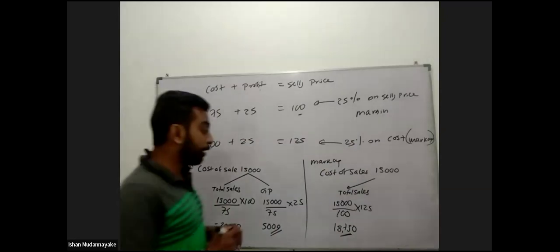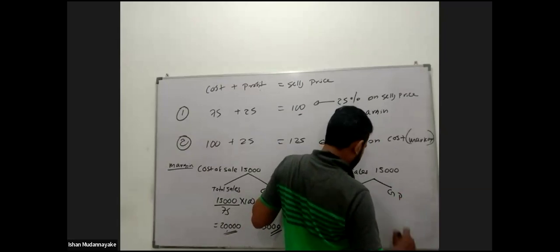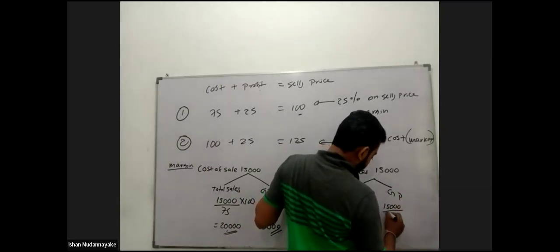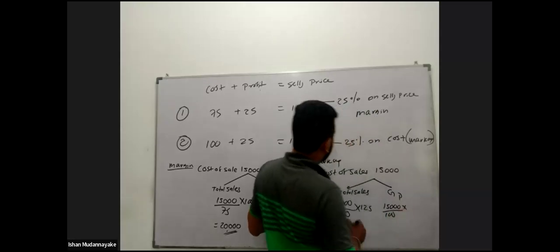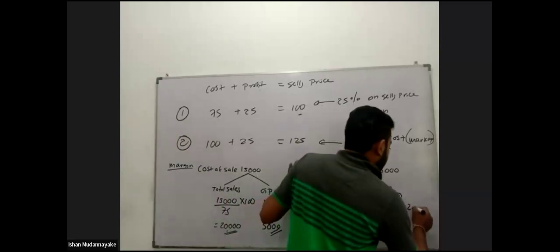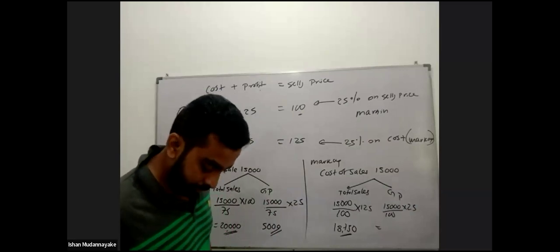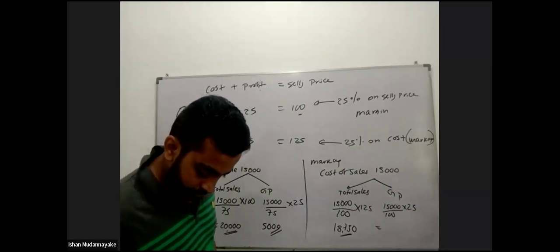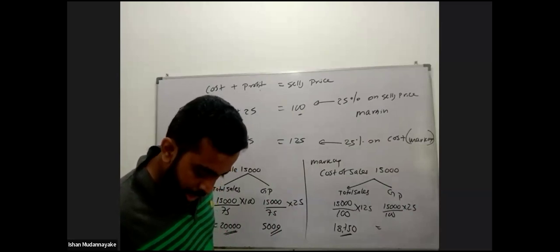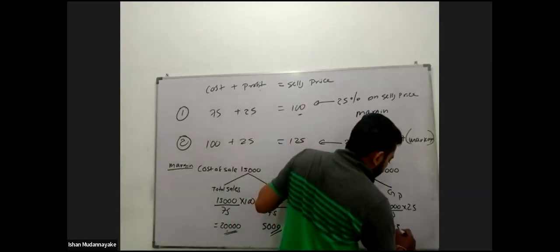Now, if you want to calculate the gross profit of the business, how do we calculate it? My cost of sales is 15,000, divided by 100, and multiplied by 25. So 15,000 divided by 100 multiplied by 25 is 3,750.